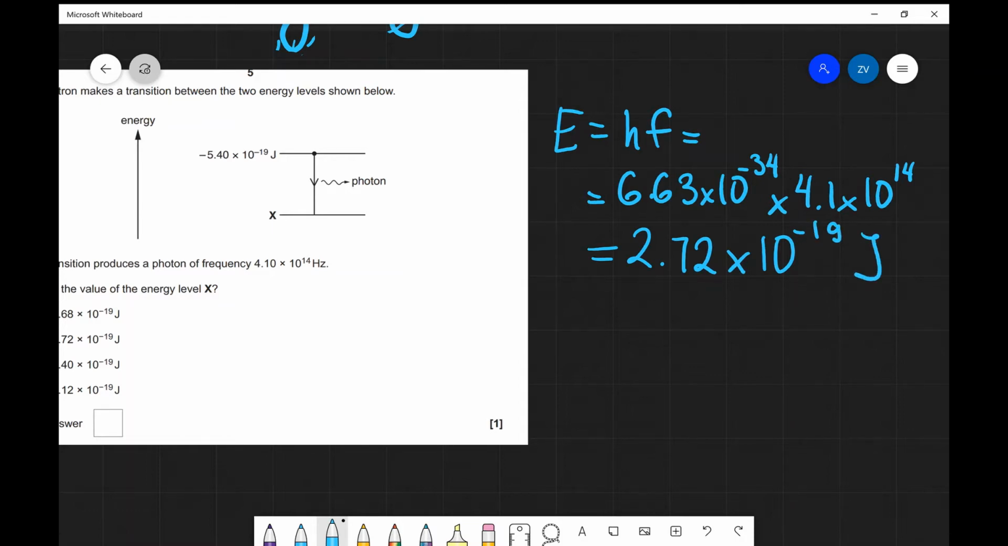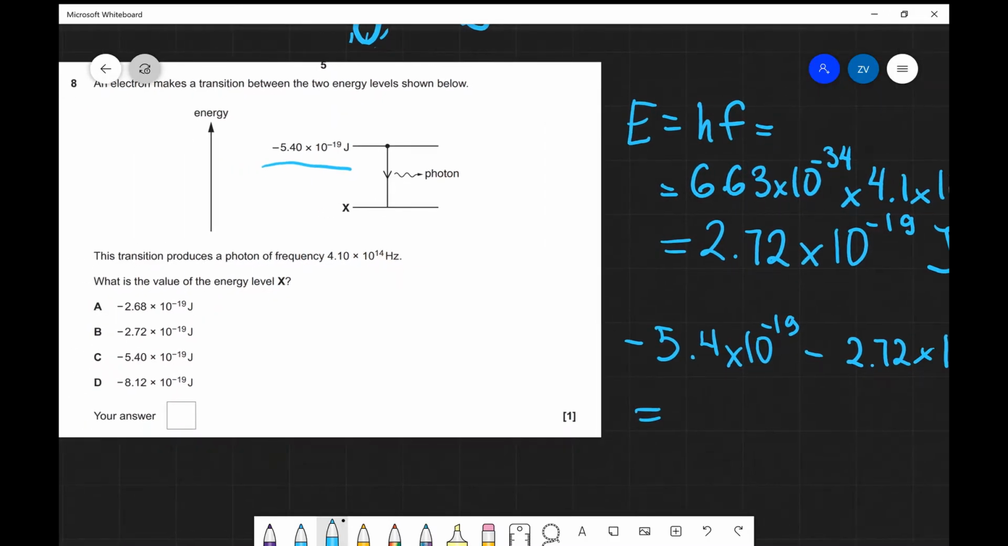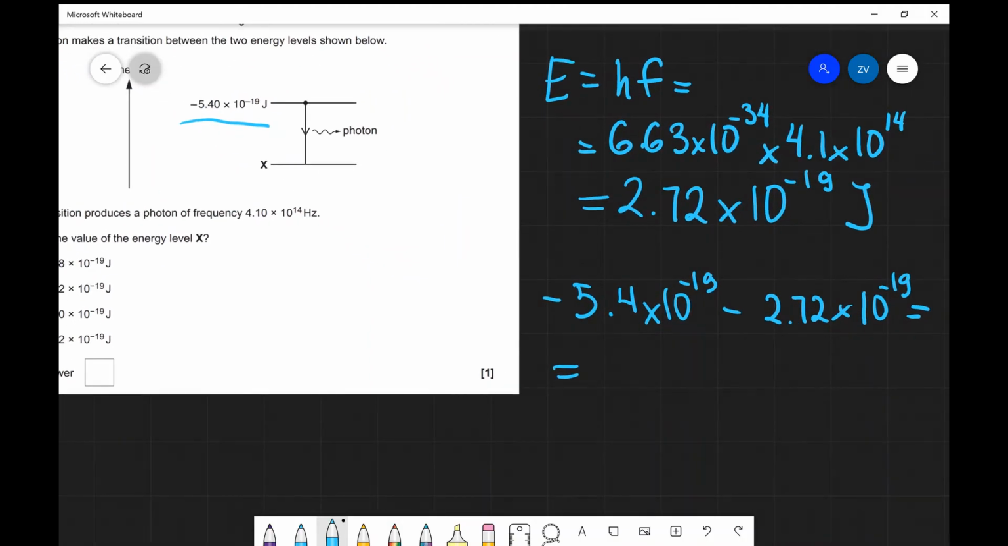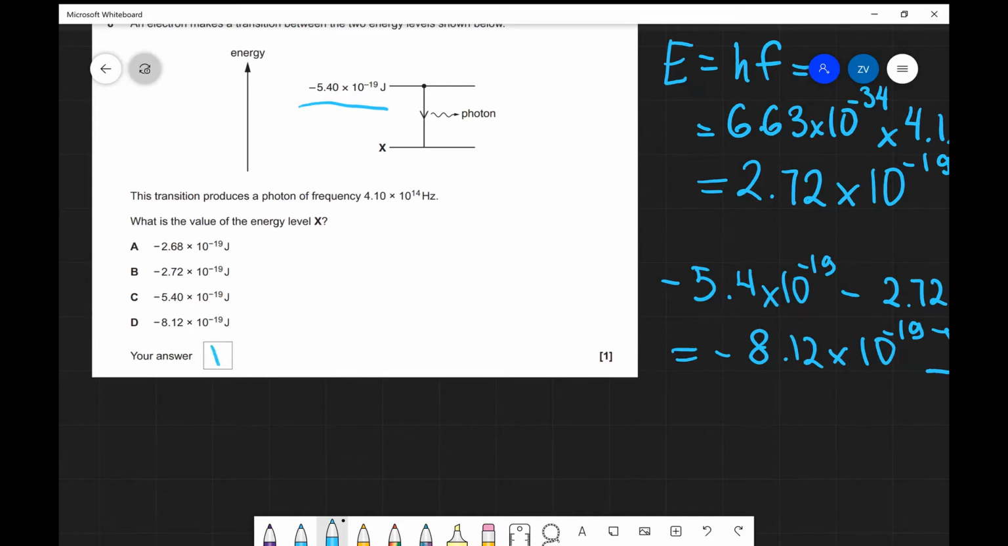Okay, so this is how much energy was lost. So we need to take that away from this energy level over here. So minus 5.4 multiplied by 10 to the power of minus 19 minus 2.72 times 10 to the power of minus 19, and when we take away those two numbers, we're going to get approximately minus 8.12 multiplied by 10 to the power of minus 19 joules. Okay, so the correct answer is D.